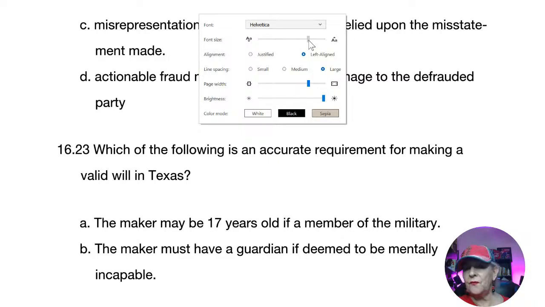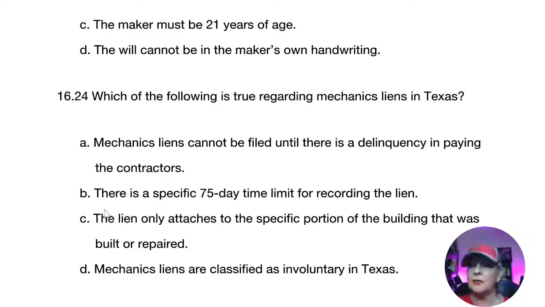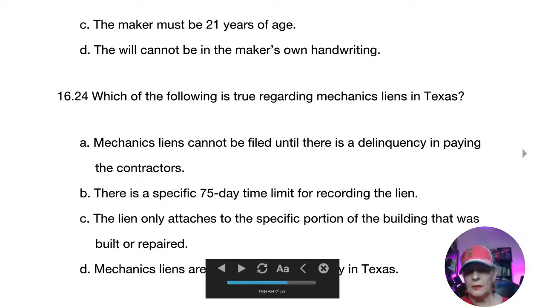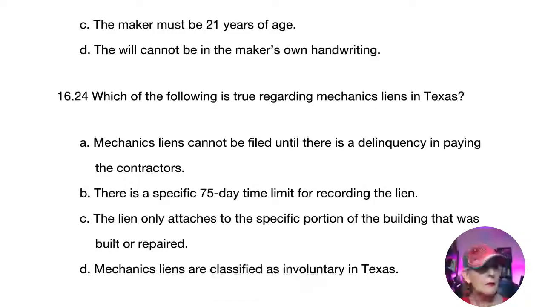Number 24, regarding mechanics liens: A, liens cannot be filed until there is a delinquency in paying the contractors. B, there is a specific 75-day time limit for recording the lien. C, the lien or repaired. Or D, mechanics liens are classified as involuntary in Texas. So number 24, the answer, there is a specific 75-day time limit for recording the lien.